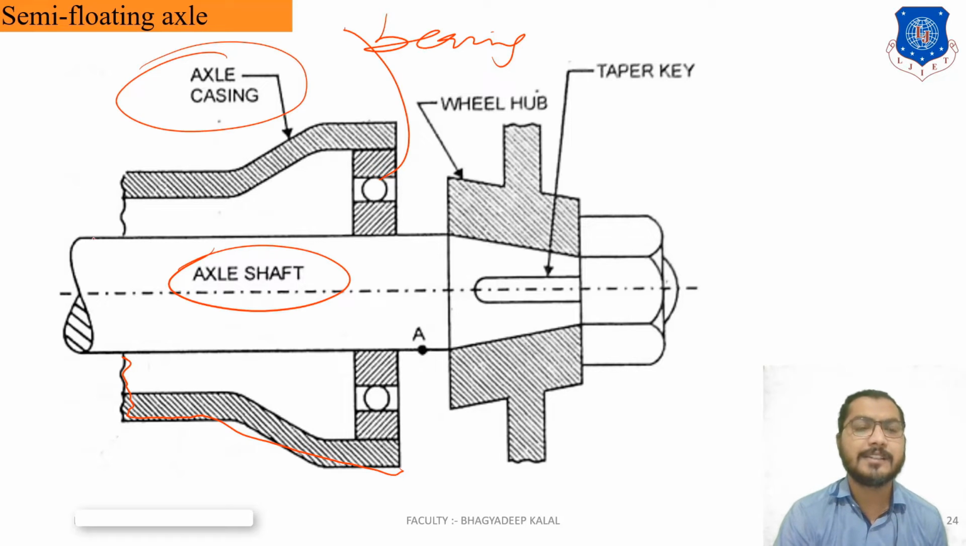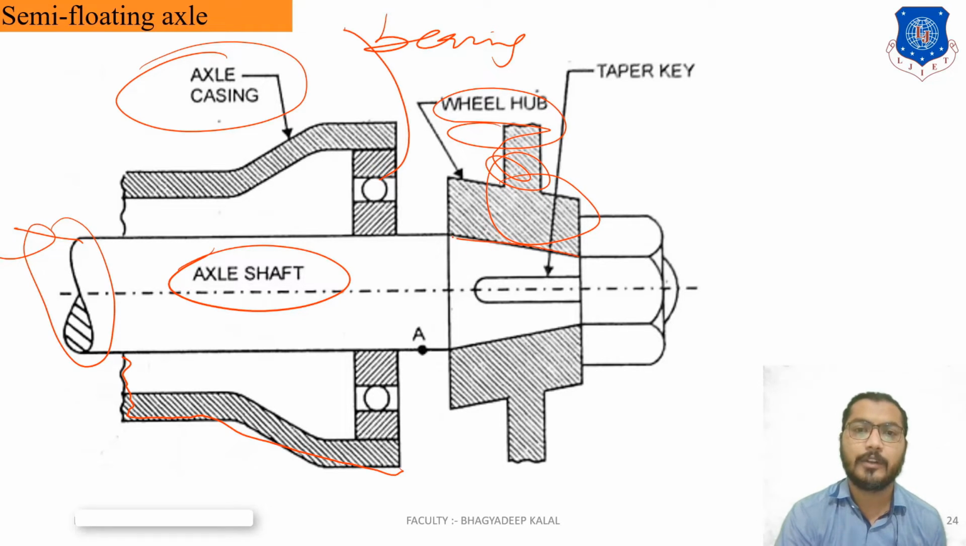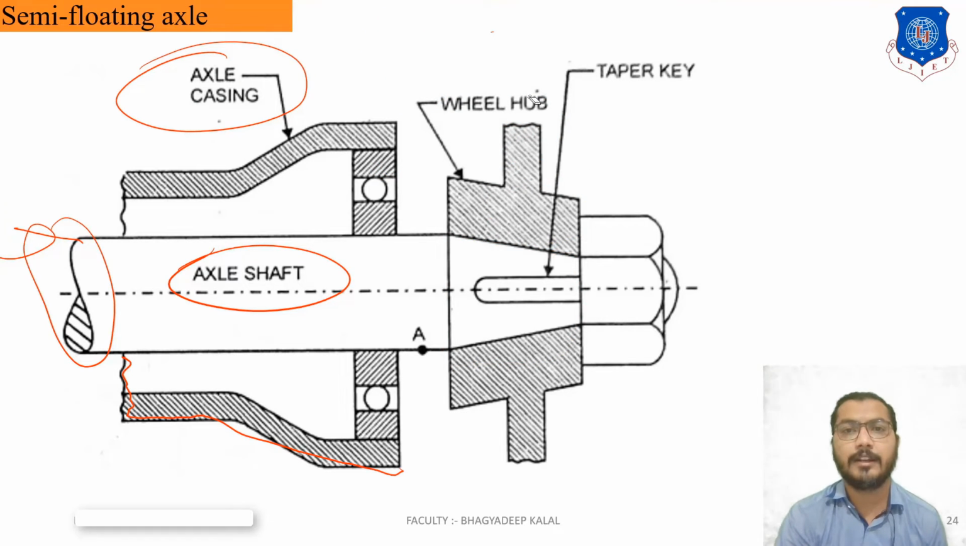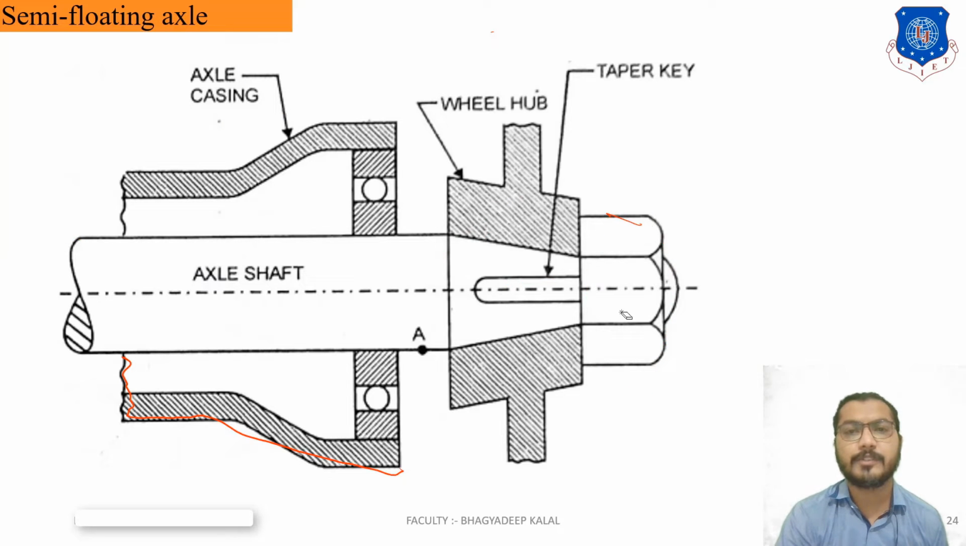One end of this axle shaft is connected to the differential mechanism by the side gear. The other end of the axle shaft is connected to the wheel hub, and it is connected by a bolt mechanism. We provide bolts, and a taper key is also provided to connect the shaft and the wheel hub. So this is the construction of the semi floating axle.